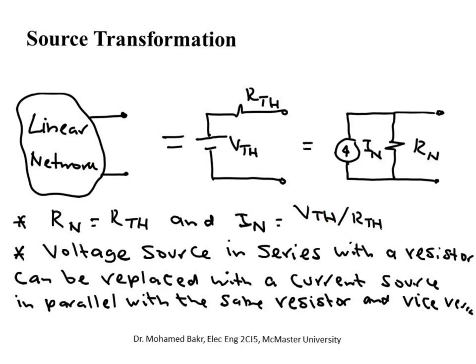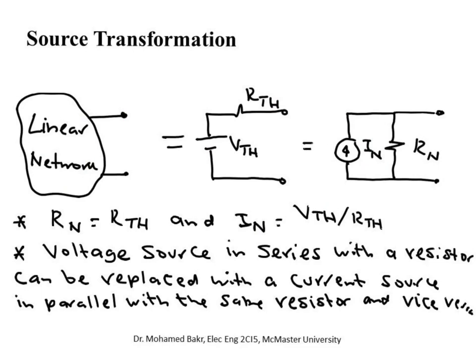So if you know the Norton equivalent, you know the Thevenin equivalent. If you know the Thevenin equivalent, you know the Norton equivalent. R Thevenin is equal to R Norton. V Thevenin is equal to I Norton R Norton, and I Norton is equal to V Thevenin over R Thevenin. So this is what we got using the Thevenin equivalent and Norton equivalent. But we can generalize this conclusion to say that if you have any voltage source in series with a resistance, then you can replace it by a current source in parallel with the resistance, and nothing is going to change for the rest of the circuit.